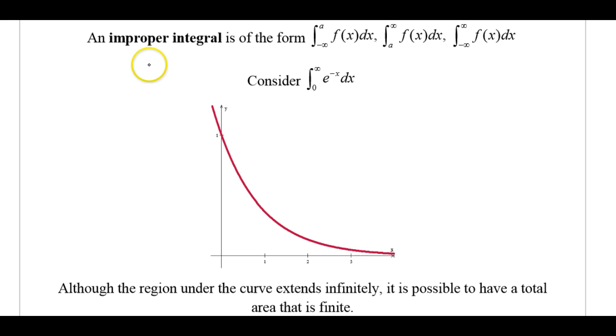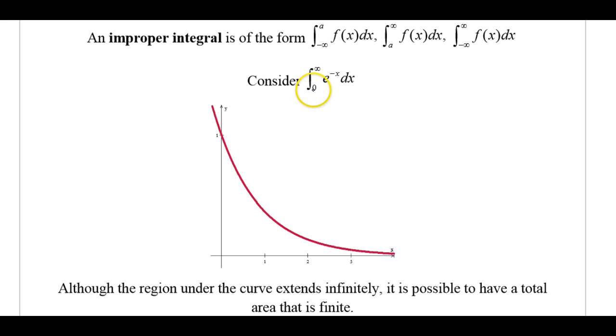Alright, let's begin by informally looking at an improper integral. There are three forms an improper integral can take on, and what's new is that the limit of integration can be an infinity. The lower limit of integration here is negative infinity, the upper one here is positive infinity, or I can go from negative infinity to positive infinity this time. Now let's try to make sense of what that might mean.